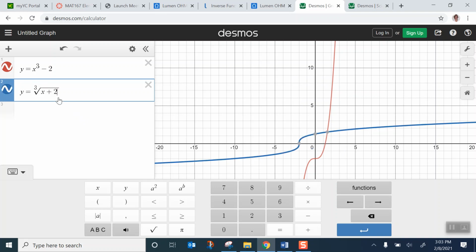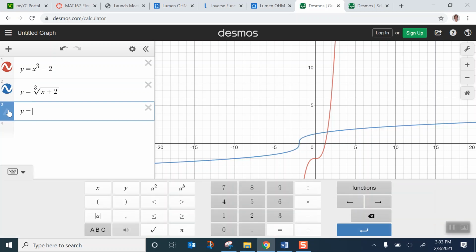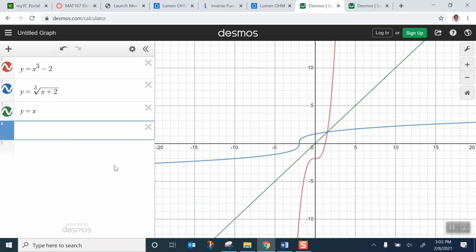of x plus 2. So when you take a look at these two graphs, notice if I were to put in the graph of the line y equals x, my two functions, the function and the inverse, are reflections of each other over that line. So that's one way you can check and make sure that your equations are correct.